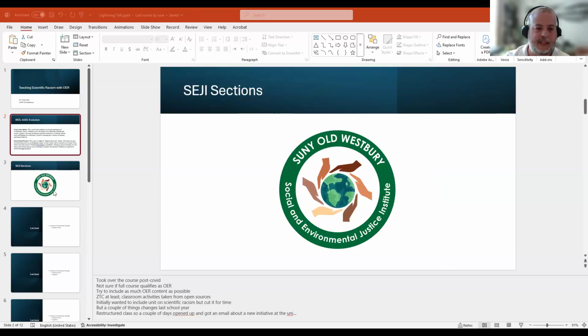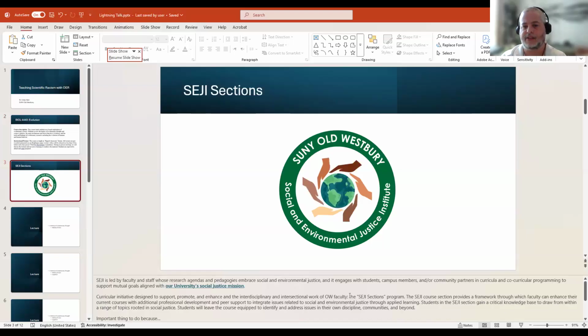This initiative is led by the Social Environmental Justice Institute at the school. The Institute is a way for all the campus community members to support the university's social justice mission. And the new program, which was called the SEJI Sections Program, was supposed to provide a framework through which faculty could really integrate issues related to social and environmental justice into their coursework.